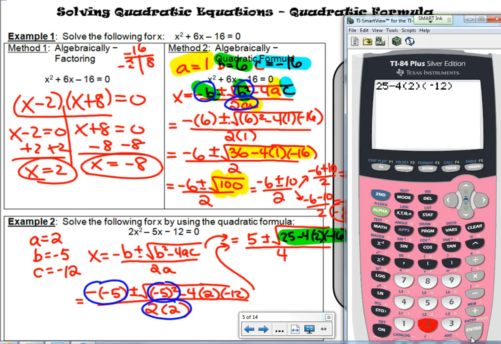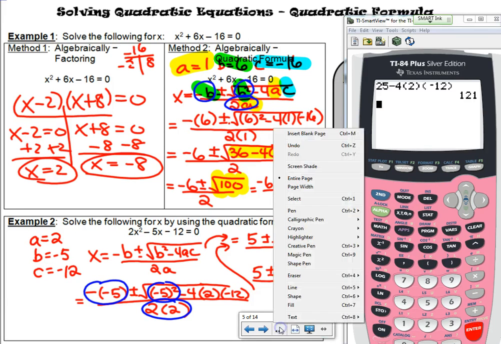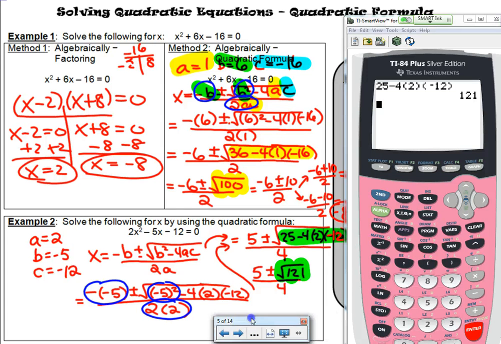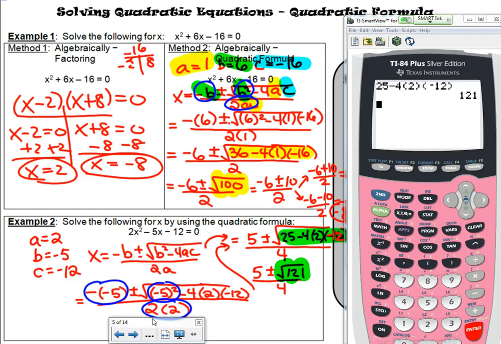Okay, so it was a 12. Sorry about that. That should have been a 12. Okay, so doing that inside, I'm going to get 121. So 5 plus and minus the square root of 121 over 4. The next thing I have to do is simplify now the entire radical. And that can be simplified. That is actually a perfect square, and it's 11.